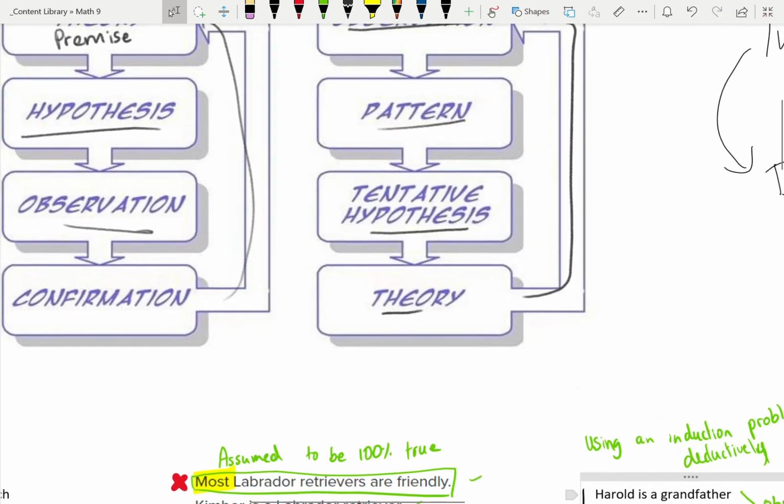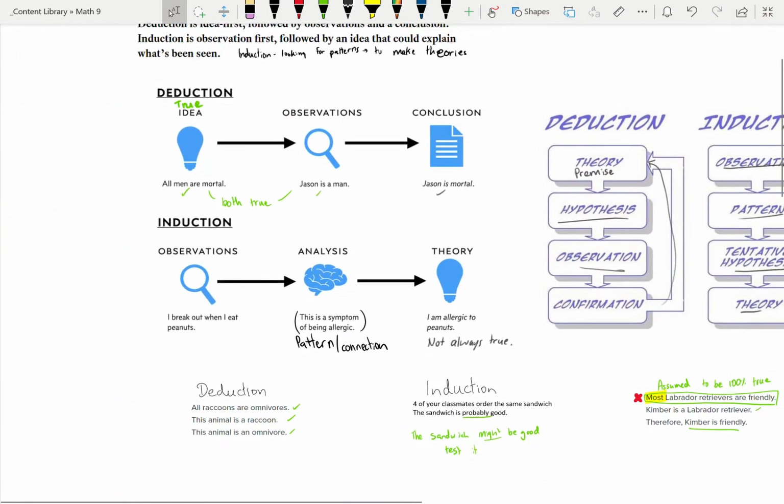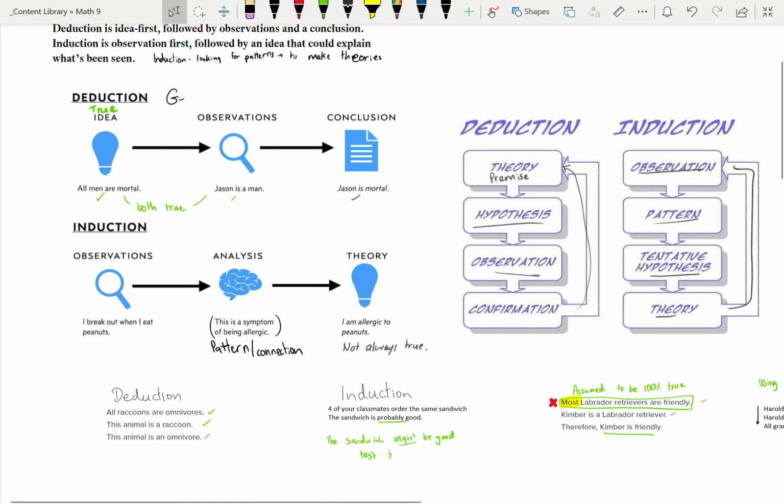Another way I can think about these is that deduction starts general and we move to specific. So all men are mortal, Jason is a man, therefore Jason is mortal. We've moved from a general truth, or another thing that I could use deductively is all objects fall towards the earth. I can use that as a truth to then say something specific, that if I drop my eraser, it's going to fall towards the earth.